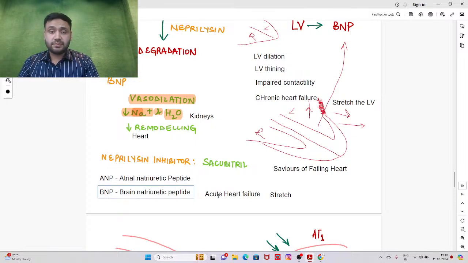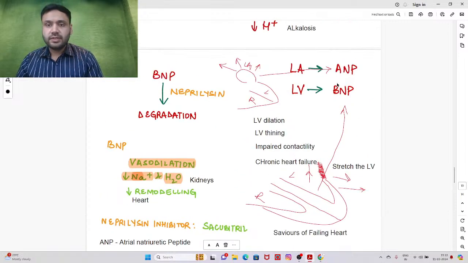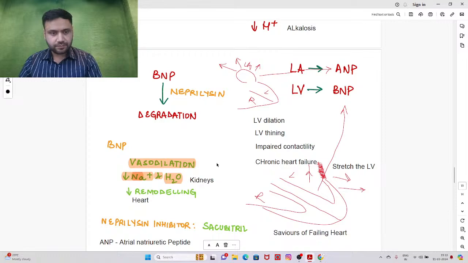But for diagnostic purposes and ruling out purposes, acute heart failure usually has high BNP. And if the BNP is low, acute heart failure is ruled out. So this is one of the important points to remember regarding BNP, that it can be used to rule out acute heart failure if you're thinking about that in a patient, right?